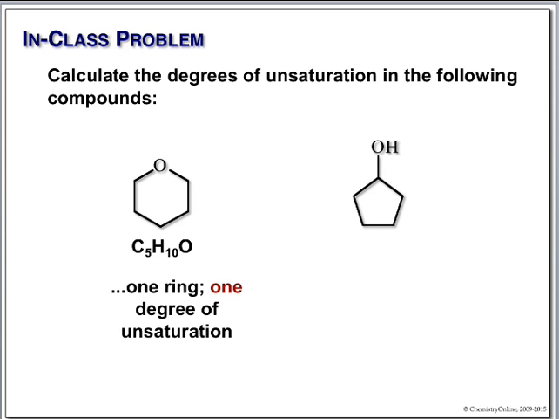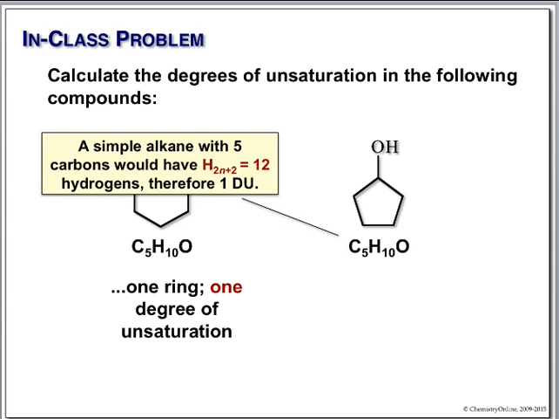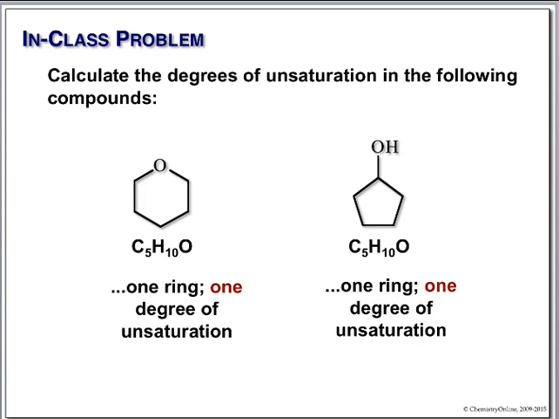Over here we have an OH group. We have to count the H, but we ignore the oxygen. This is going to give us C5H10O. Once again, for our 5 carbons, we would expect 12 hydrogens. This has 1 degree of unsaturation. Sulfur does the same thing as oxygen. The only one that makes things more complicated is nitrogen.